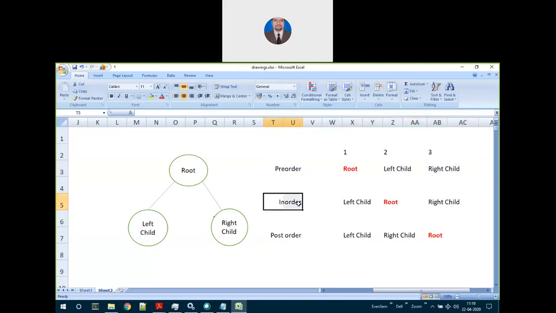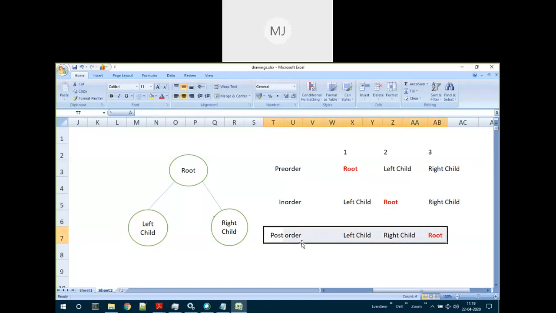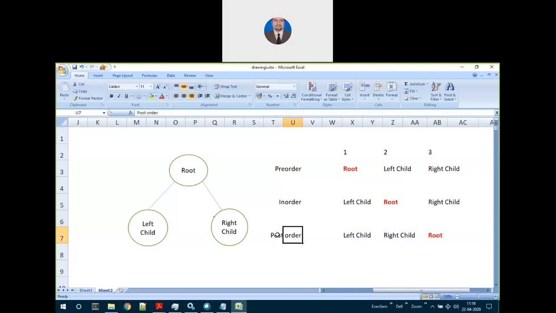The second one is in-order. Again, the term in is applicable to the root, so it should be visited between the left child and the right child. I should visit the left child first, then the root, and last the right child. The third technique we call post-order. The term post is again applicable to the root, so the root has to be visited last, after visiting the left child and the right child. This way we can have different types of traversal in a binary tree.